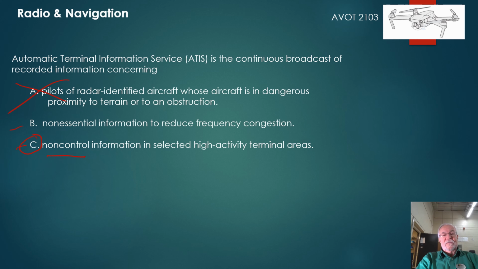Non-control information. They're not giving you permission to enter the airspace or something like that. They're just saying, okay, here's information about the airport. It does reduce frequency congestion, granted. So that's a little bit of a trick question, but not quite. High activity terminal areas like Atlanta, big airports, Pittsburgh.